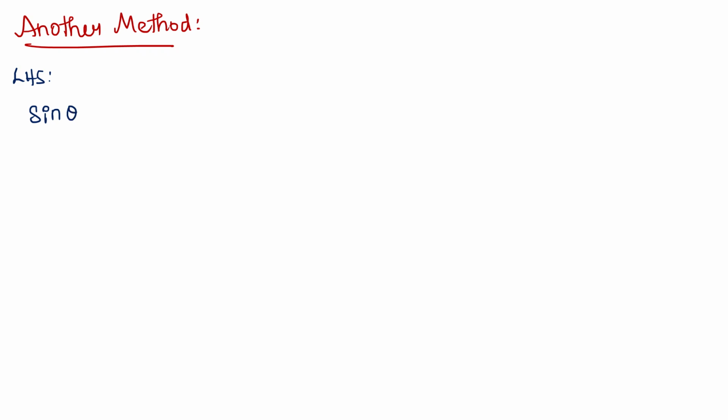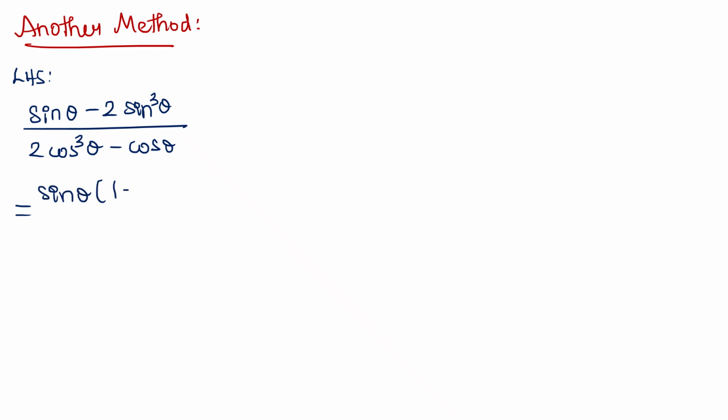So first thing, this is your another method I will write, with a slight variation, not with much variation. So now I'm going to take the left hand side. That is, the left hand side you're having as sin theta minus 2 sin cube theta, that whole divided by 2 cos cube theta minus cos theta. So I will be taking sin theta common in the numerator, 1 minus 2 sin square theta. In the denominator I will take cos theta. You will be getting 2 cos square theta minus 1.